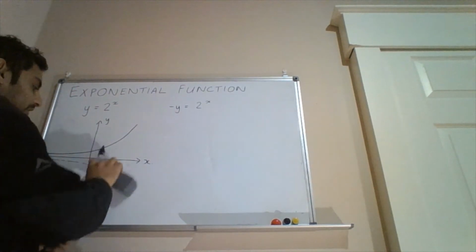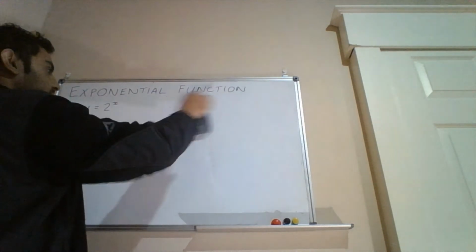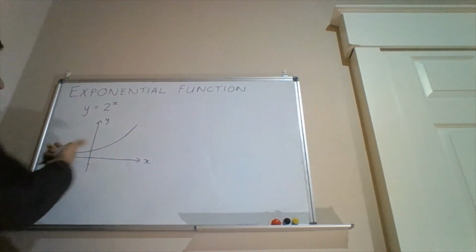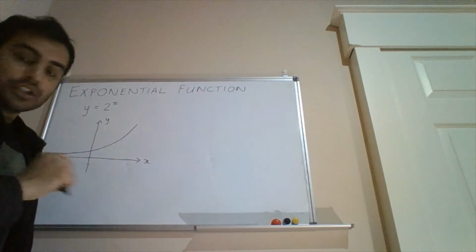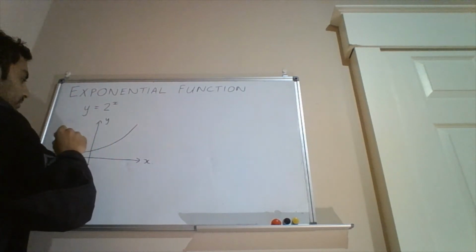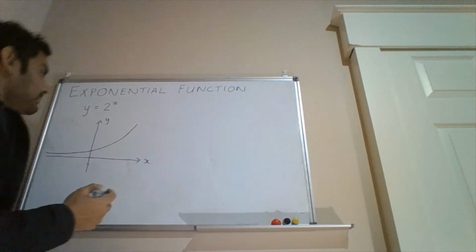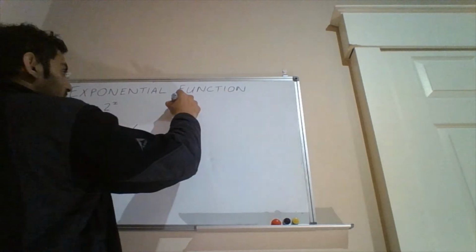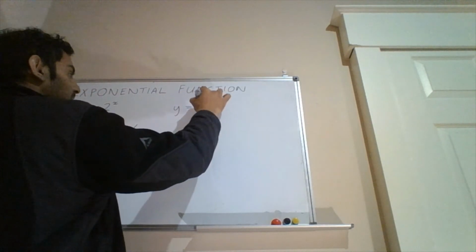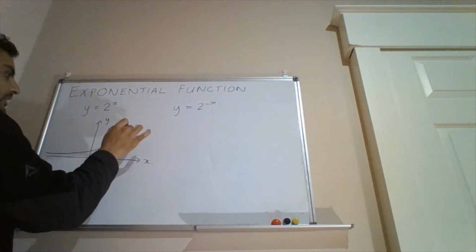Now let's look at a reflection about the y-axis. So that would be where we take this graph and flip it this way. So all the x values are flipped while the y values stay the same. So how does that show up in the equation? We keep y the same and we make x negative. So let's see how this would look.